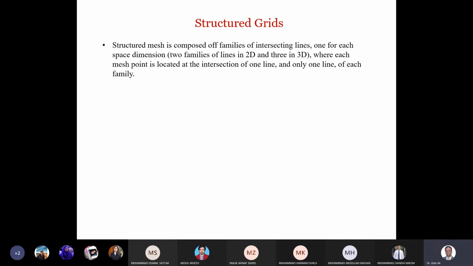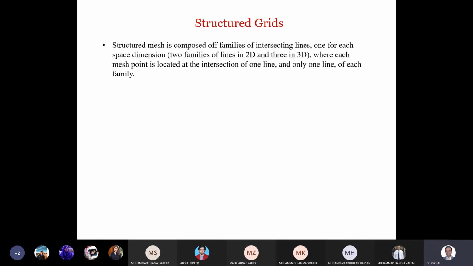An informal definition is that in a structured mesh, each node or vertex shares an equal number of cells. For example, if you have a 2D mesh, then each node will have 4 cells attached to it. But in an unstructured mesh, this number varies from node to node, where you can't necessarily have an equal number of cells attached to a specific node. So that's the main difference between a structured and unstructured mesh.